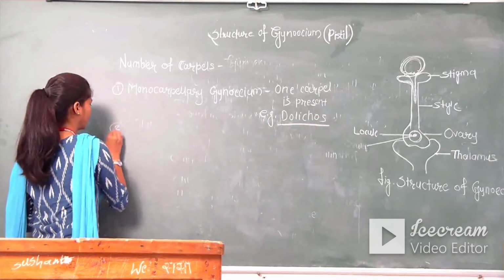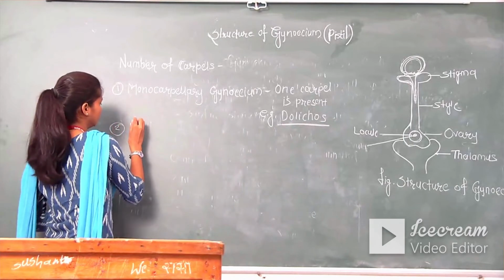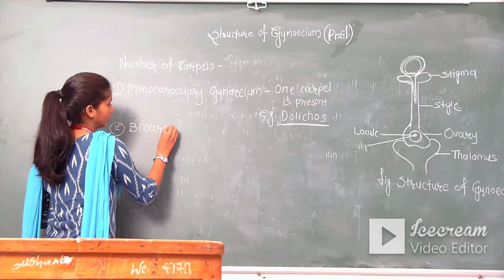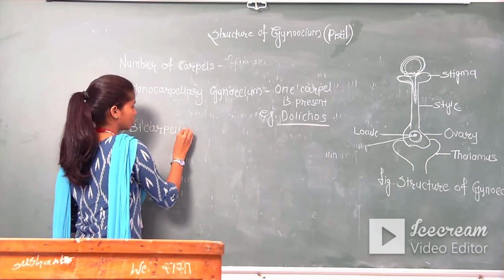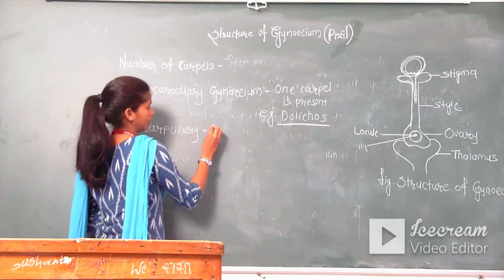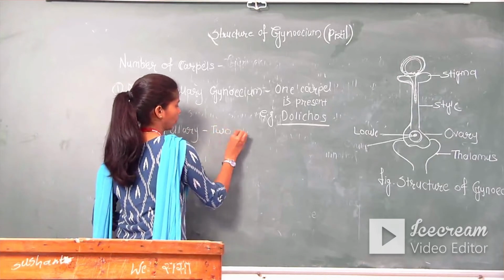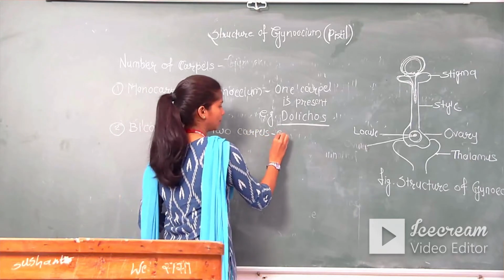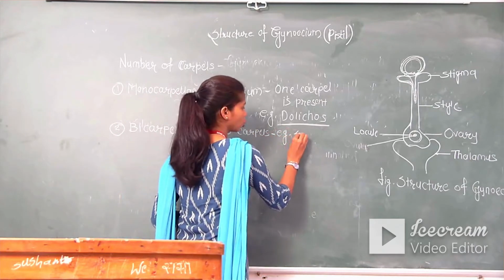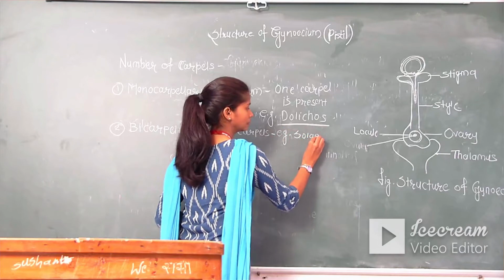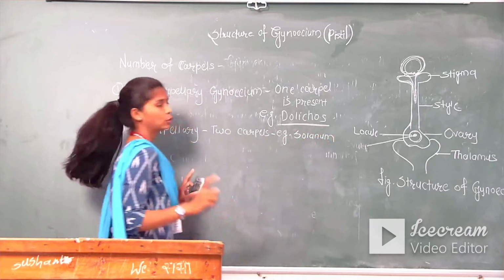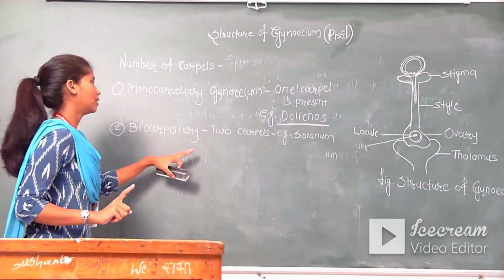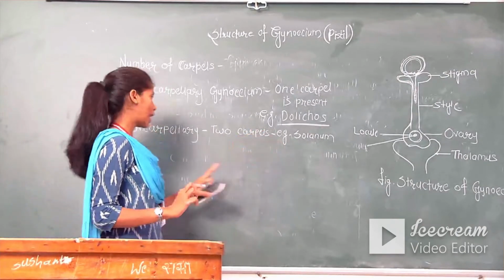If two carpels are present, then that gynoecium is known as bicarpellary. Example is Solanum. If two carpels are present, that gynoecium is known as bicarpellary, and example is Solanum.